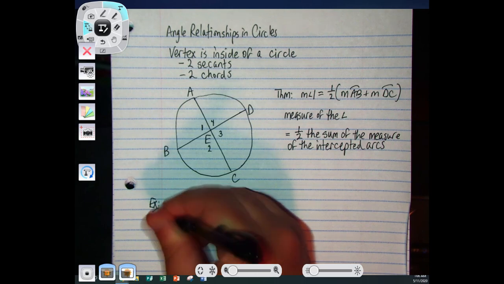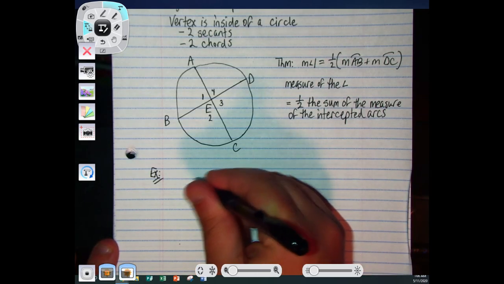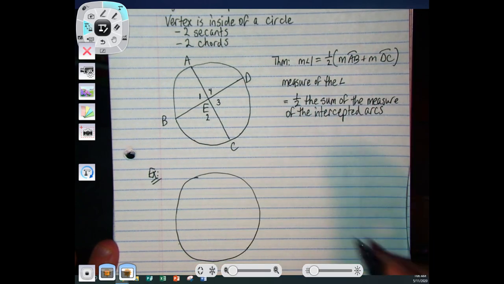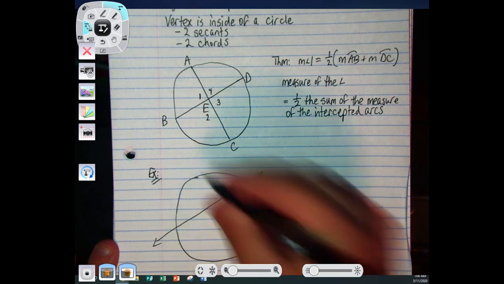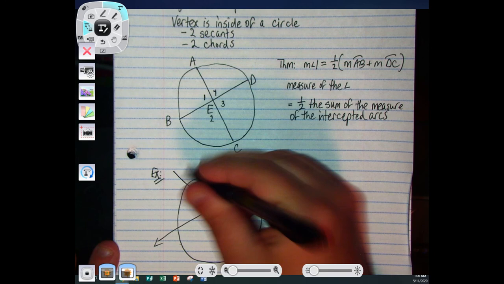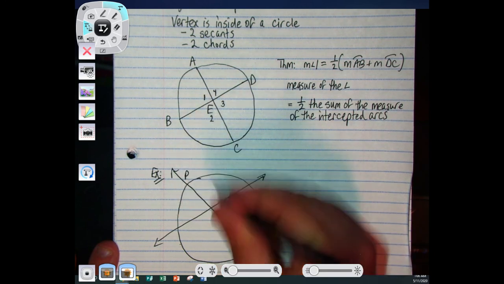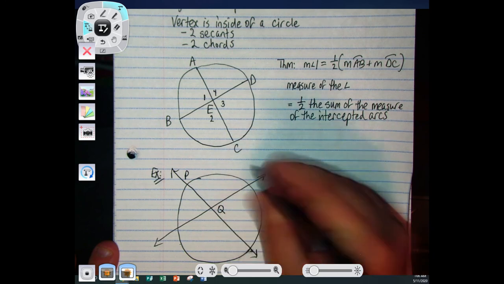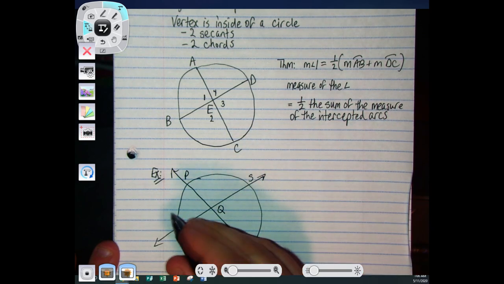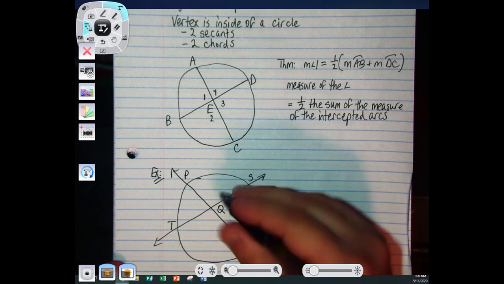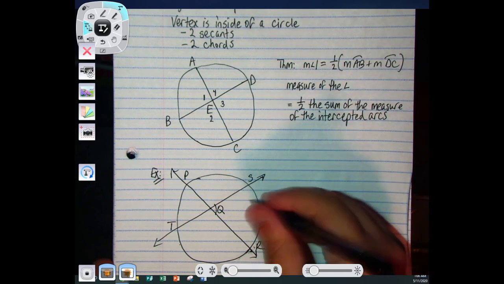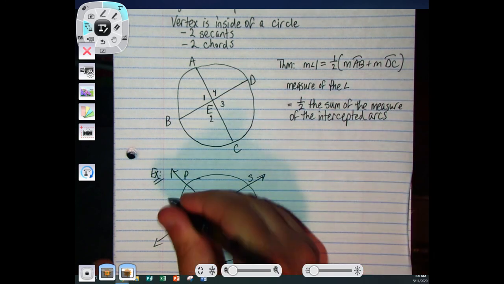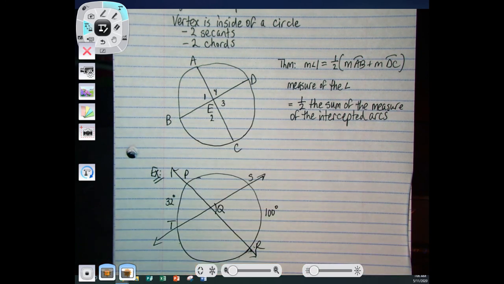So for example, let's say I give you a circle, and this time we're going to do two secants. So for example, here are two secants. We're going to call these points P, Q, S, R, and T. And they want you to find the measure of angle SQR. And they tell me that the measure of arc SR is equal to 100 and the measure of arc PT is equal to 32 degrees.